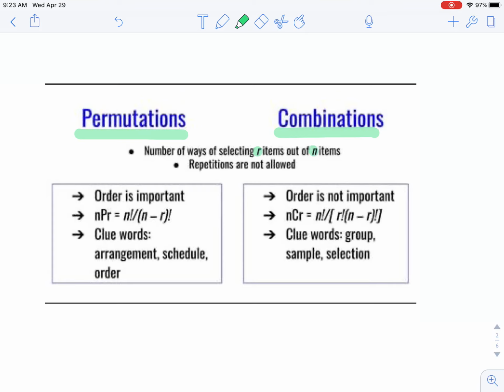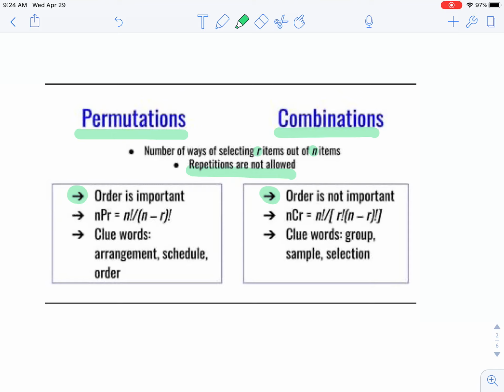So the first thing you want to make sure of is, again, that you're always selecting r items out of n items. So r is going to be less than or equal to n. Repetitions are not allowed. What that means is, I wasn't able to pick the same letter twice, or in combinations, if I'm picking out of 20, I couldn't pick the same orange 5 times. If repetitions are allowed, that's going back to using the fundamental counting principle.